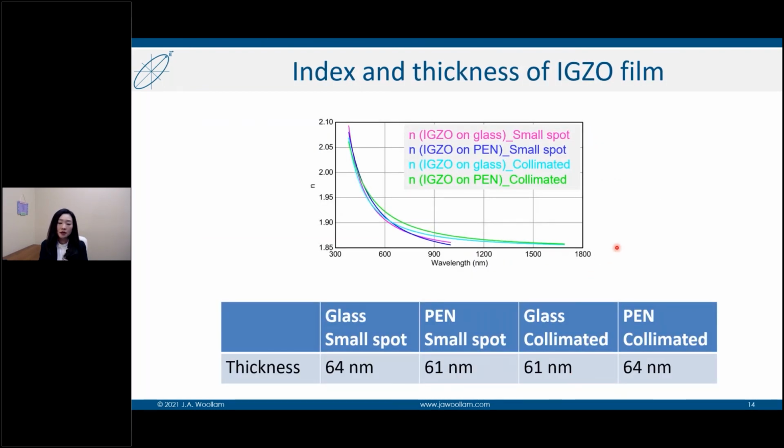Finally, I compared the optical constants of 4 measurements, 2 different systems, and 2 different substrates. This graph shows that we can measure a reliable refractive index of the film with any of these models I just introduced. The measured film thicknesses were close to the nominal value with a slight variation.